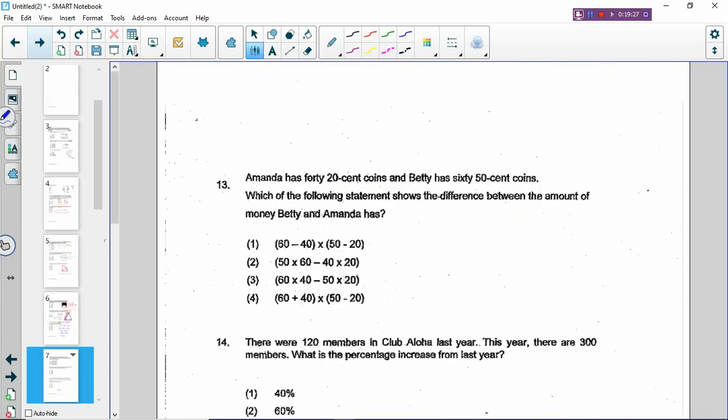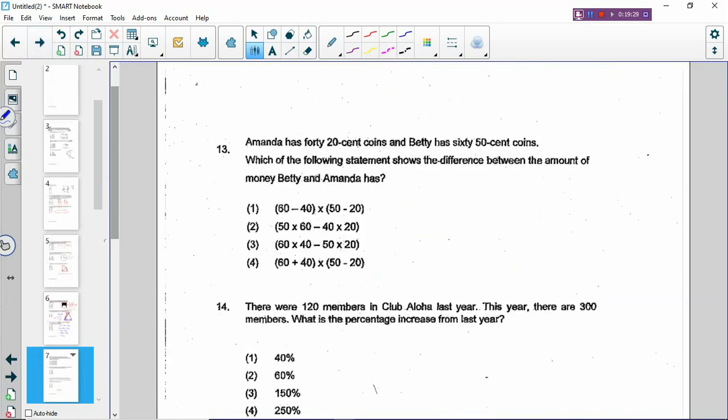Question 13. Now Amanda has 40 20-cent coins. Betty has 60 50-cent coins. So which of the statements shows the difference between the money Betty and Amanda has? Alright, so to find the difference, you have to find each person's money. So Amanda has how much? Amanda has 40 times 20. And if you look at the answers, you can see that there are no final answers there.